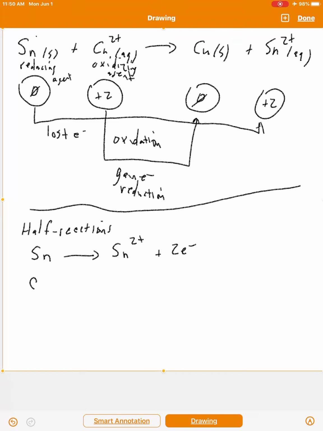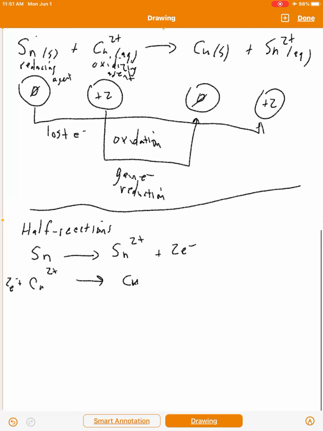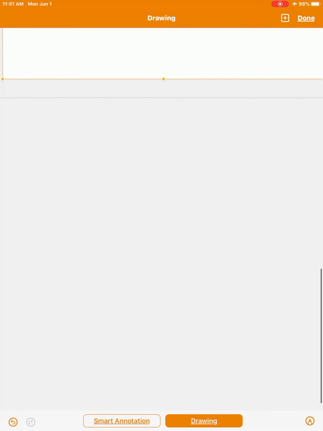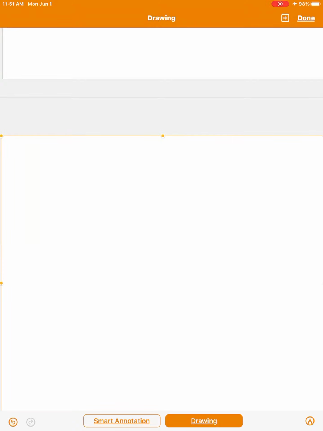For the copper, it starts as +2, ends up as copper. So that means we had to gain 2 electrons. So we write electrons on the reactant side. Okay, that's the half reaction method. Again, that's covered in Chapter 4. So if you need to review that, go back to Chapter 4 and take a look at some of the problems there. I have videos for those types of reactions on YouTube.